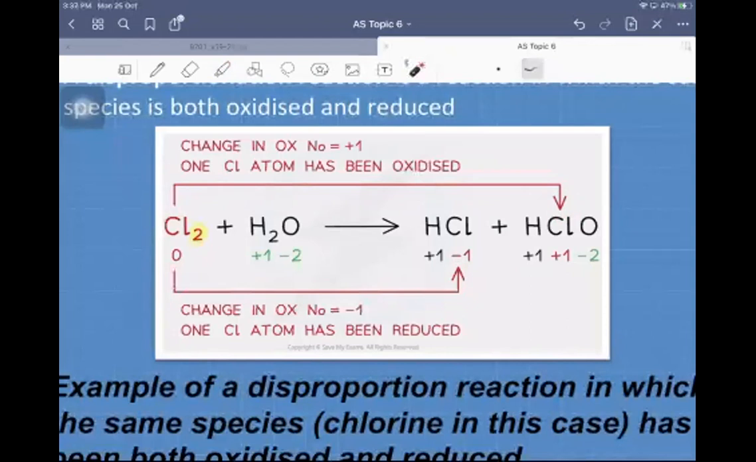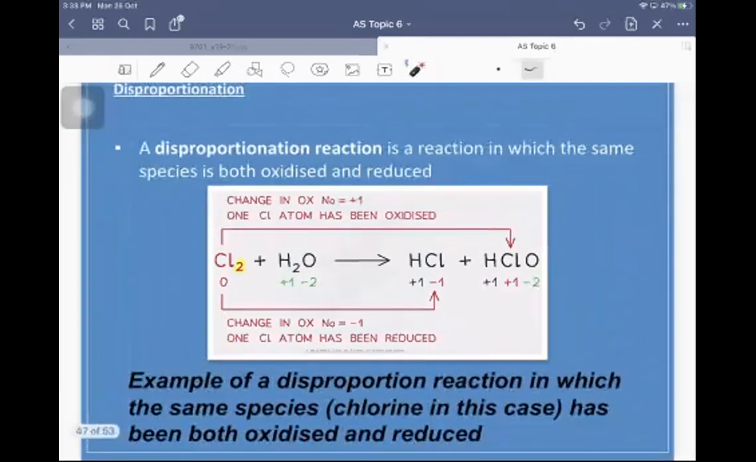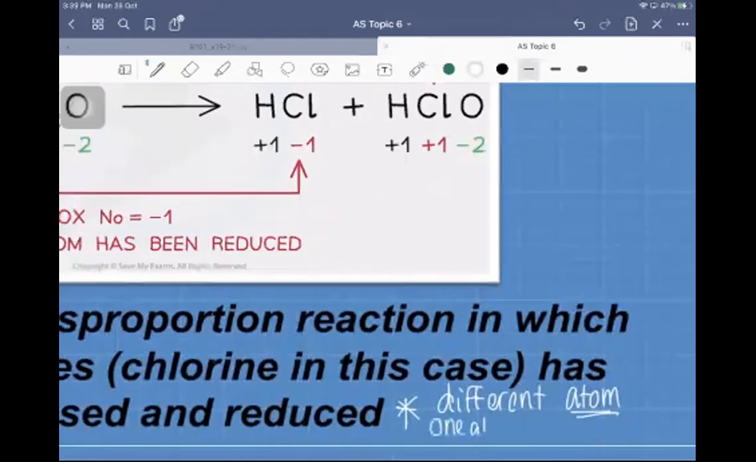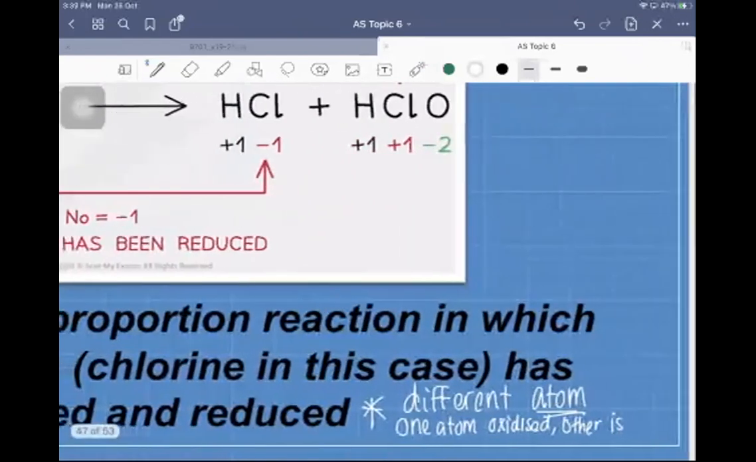That's why it is extremely important for you to know how to work out the oxidation number, because without knowing how to calculate the oxidation number, it will be difficult for you to determine who has been oxidized and who has been reduced. So this is an example of a disproportionation reaction in which the same species, in this case the chlorine molecule, but different atom. Please make sure that you mention different atom. One atom is oxidized and the other is reduced.